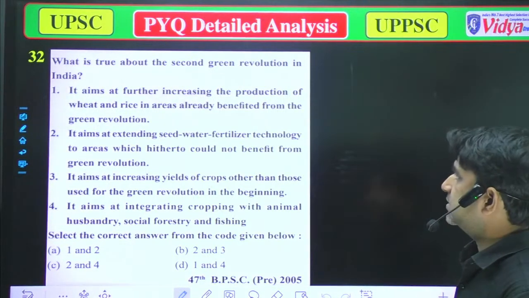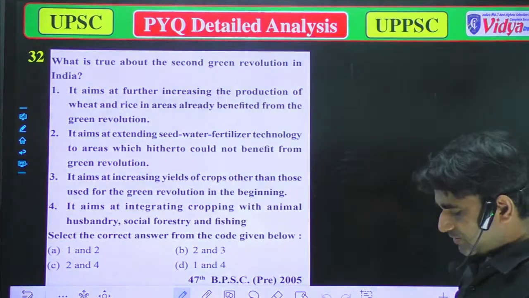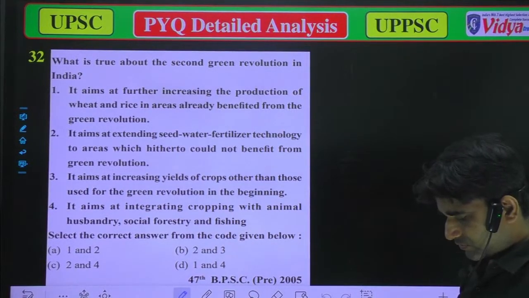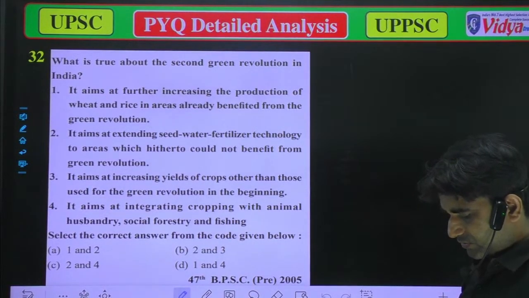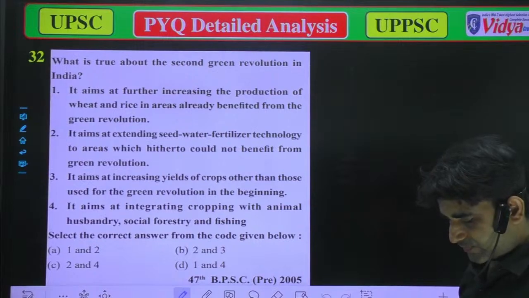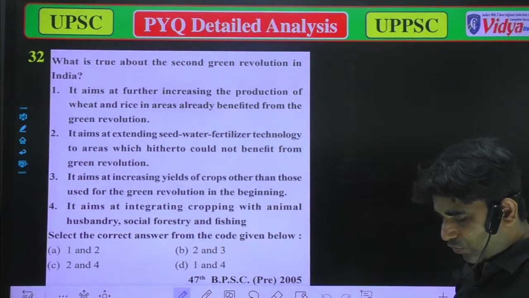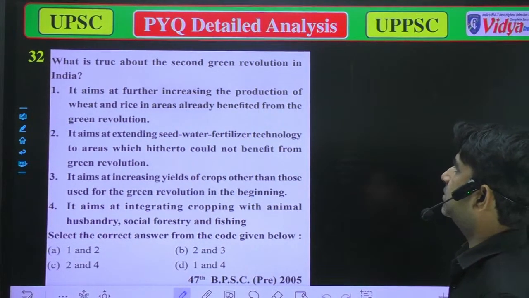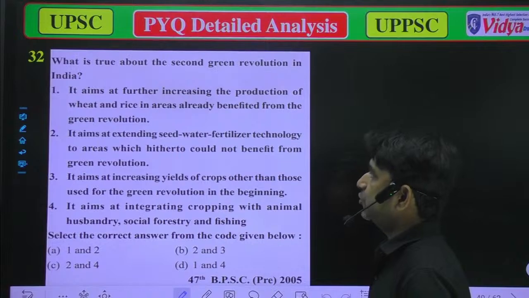So the question is, what is true about the... I think that's not visible properly or not. My quality is down, that's why I'm unable to see these questions. So the question is, what is true about the second green revolution in India?